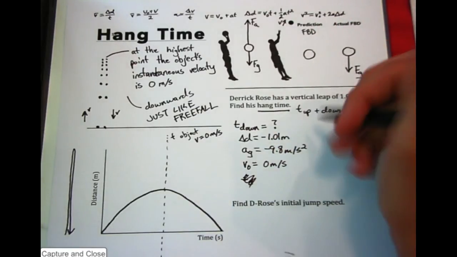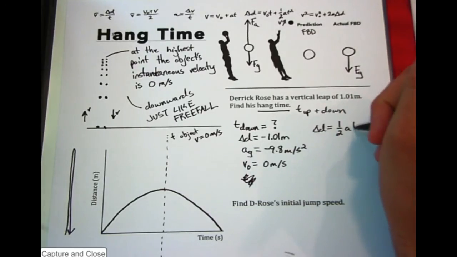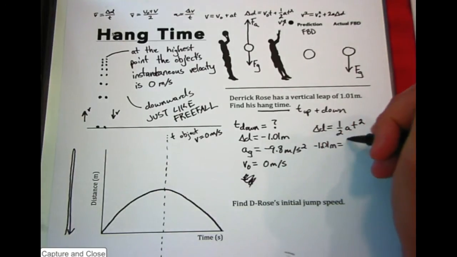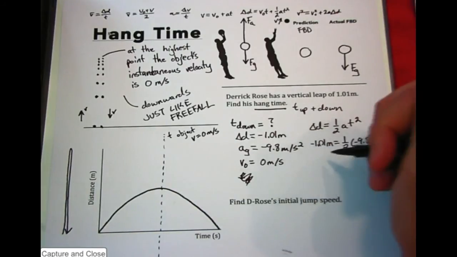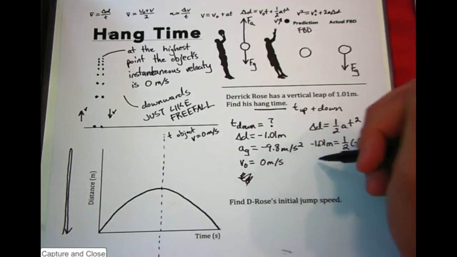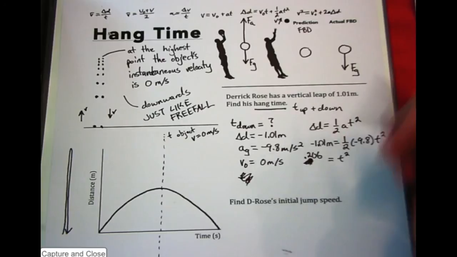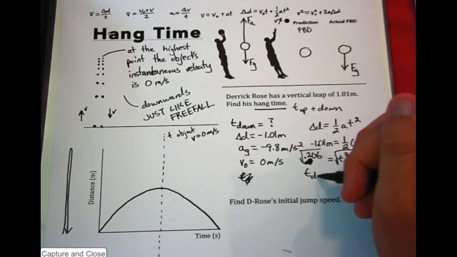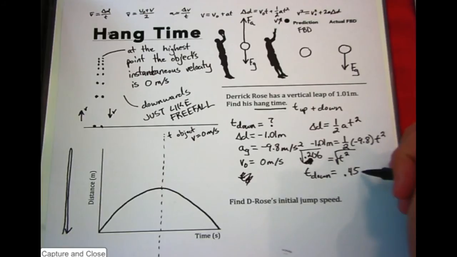So let's solve this just like a free fall equation, where our change in distance is equal to 1/2 acceleration multiplied by time squared. Change in distance is negative 1.01 meters, equals 1/2 times negative 9.8 meters per second squared times t squared. To get through some of the math on this, we're going to see that t squared is equal to 0.206. So we need to just square both sides, and we're going to get the time that it takes, remember this is just for the time it takes to go down, to equal 0.45 seconds.